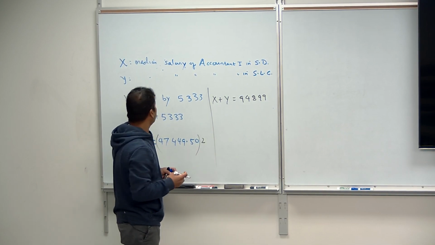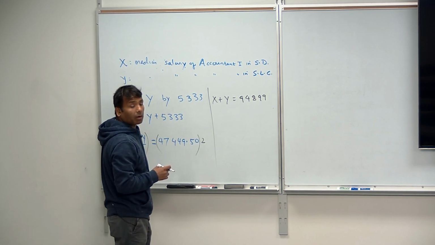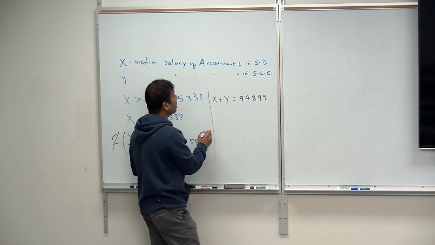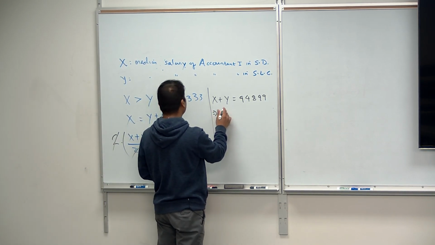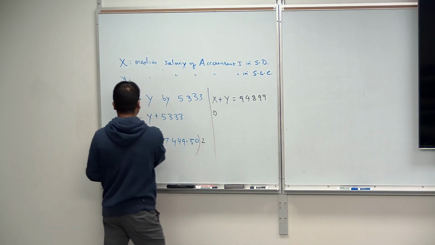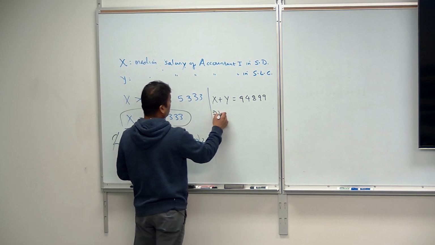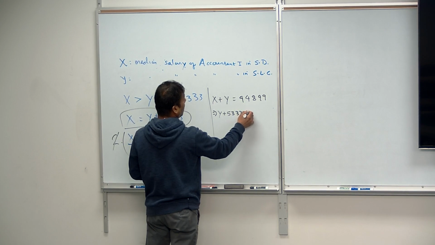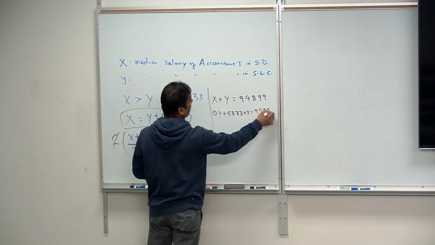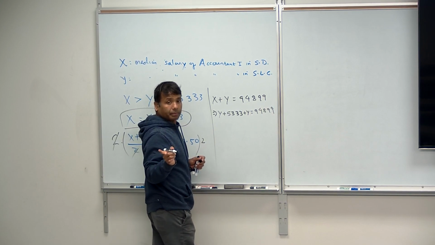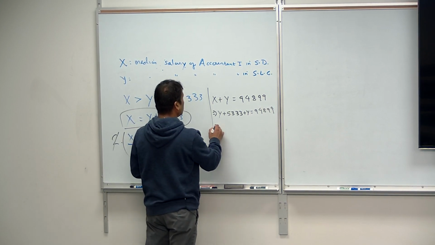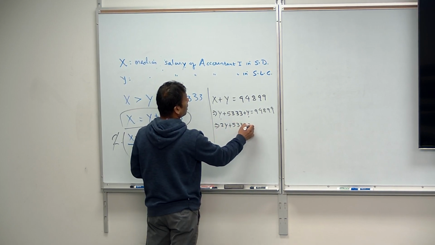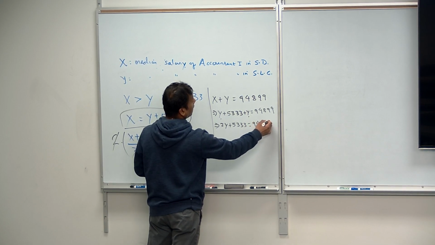Yes? So now from here you plug in the value of X here, okay? Use the substitution method. What is the value of X? X is Y plus 5333. So 5333 plus Y equal to 94899. Makes sense? Yes? So this Y plus Y is 2Y plus 5333 equal to 94899.